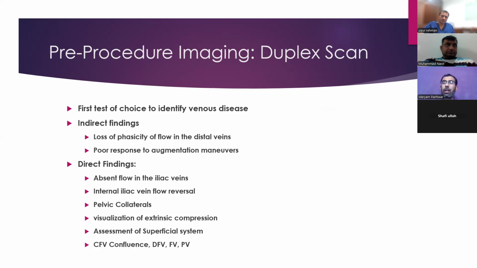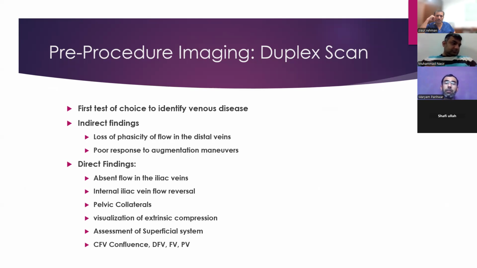So in the internal iliac vein, the routine flow is from pelvis uphill, but with the iliac vein compression, the flow will be downward. Same goes for the pelvic collaterals. If the pelvic collaterals can be visualized on cross-sectional imaging or on the ultrasound scan, then it means there is some type of stenosis.